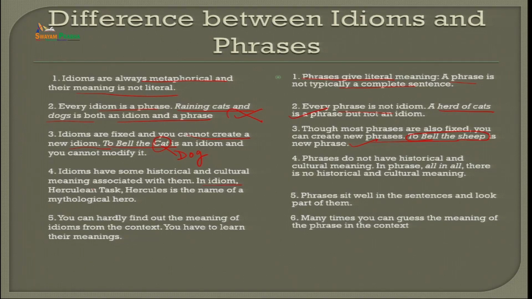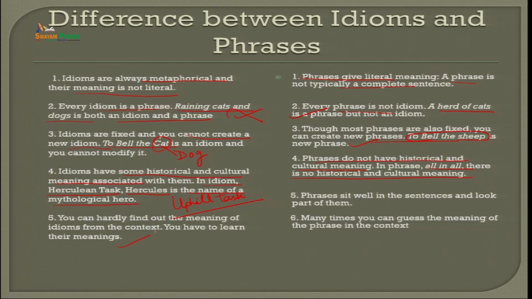An idiom has some historical and cultural meaning associated with it. For example, if I say uphill task, or Herculean task. Herculean task is something, Hercules is the name of the mythological hero. Remember my dear students, in the same manner if I talk about phrases, we do not have any historical and cultural meaning. In phrase, all in all, there is no historical and cultural meaning. All in all, I stood first in the class or something like that. So, a phrase will not have any kind of historical or mythological reference.